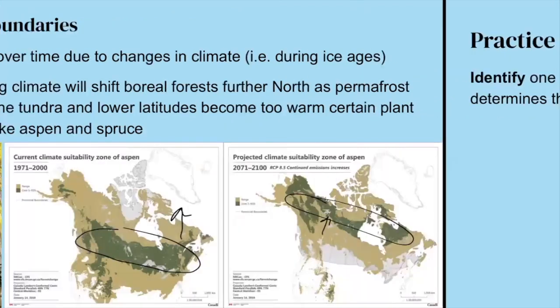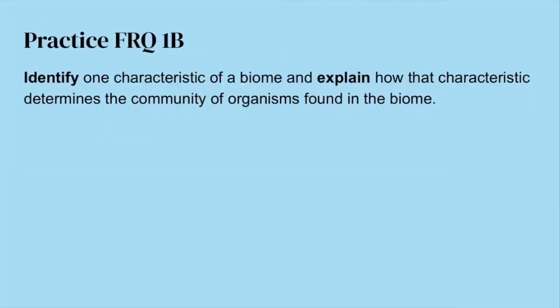And then the FRQ that you're going to be looking at today is to identify one characteristic of a biome and explain how that characteristic determines the community of organisms found there. So you're picking out one specific thing in a biome, could be permafrost, could be really high temperatures, anything like that. And you're explaining how that characteristic determines what living things, whether that be animals or plants, live in that biome.